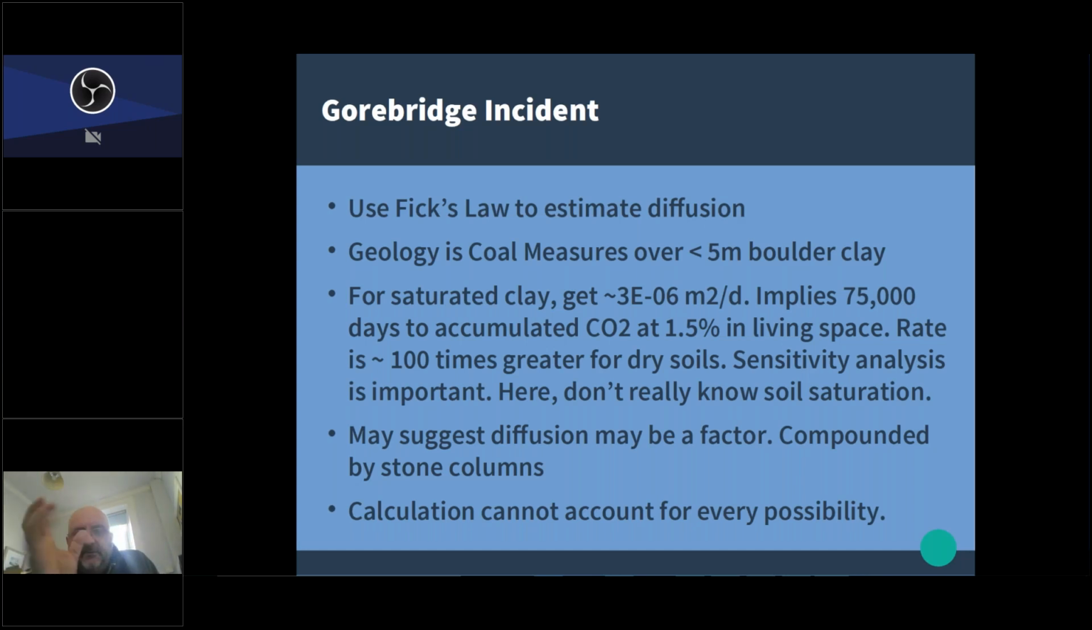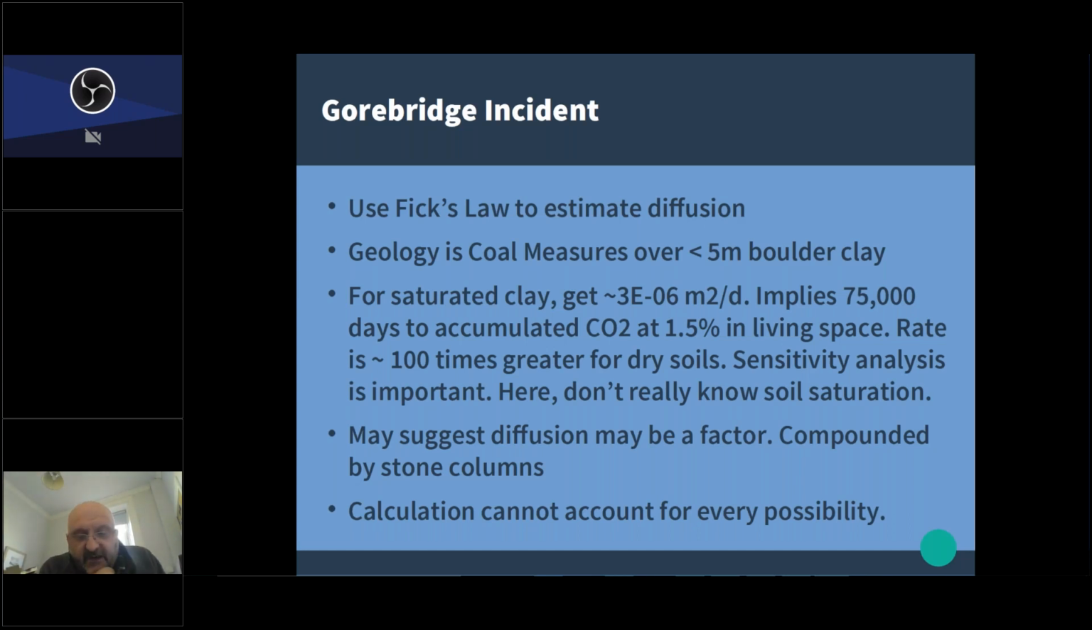If you say your room's 4 by 4, say it's 2 meters high, gives you the volume, how long would it take to accumulate CO2 at a concentration of about 1.5% in that room? It's going to take forever. And actually, if you put the numbers in, it comes out about 75,000 days. So that suggests it's pretty unlikely that a critical CO2 concentration would accumulate under the circumstances I've described. All the more so if there's some level of protection.